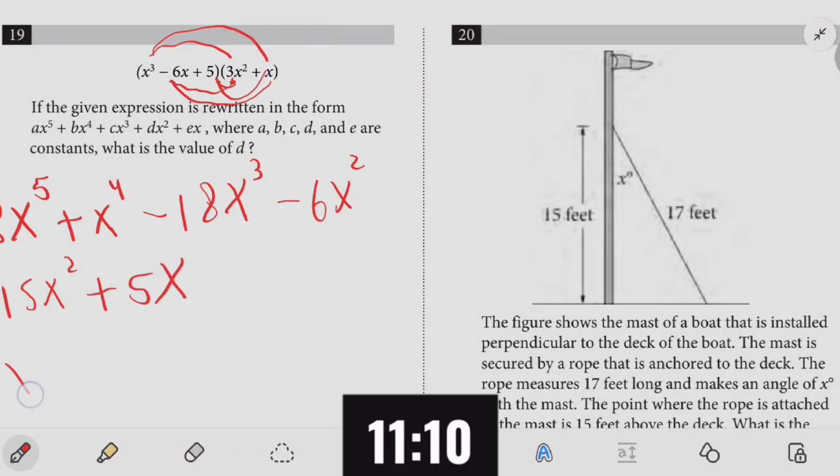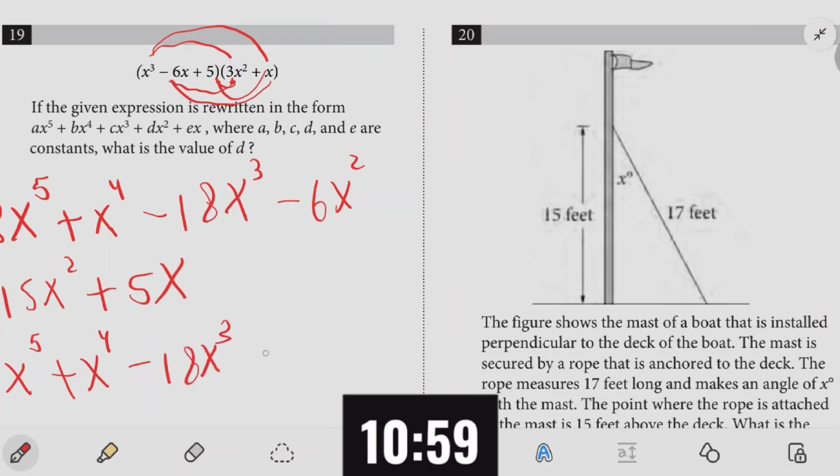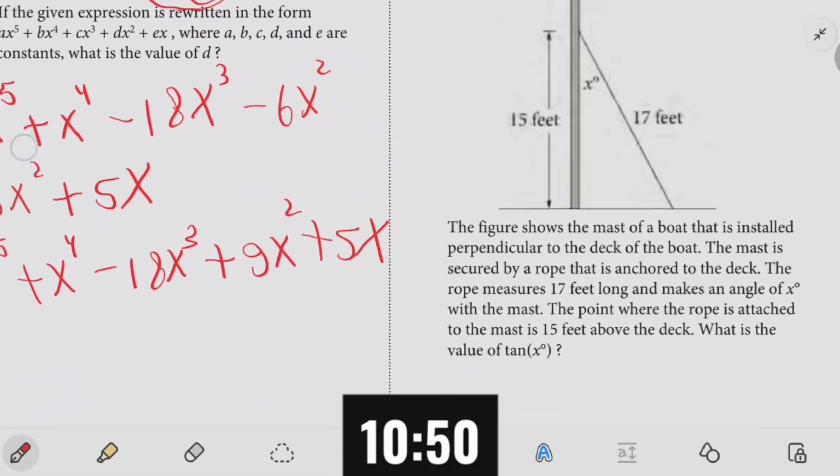Okay, now we have to combine everything. Looks like we only have 1x to the 4th, minus 18x cubed, minus 6x squared, plus 15x squared, that gives us plus 9x squared, and plus 5x. We're looking for d. The value of d seems to be 9.